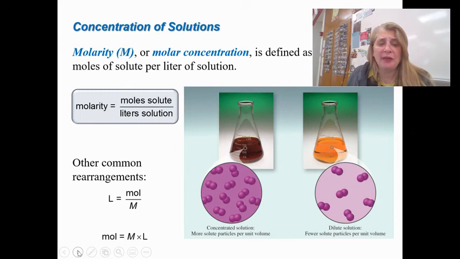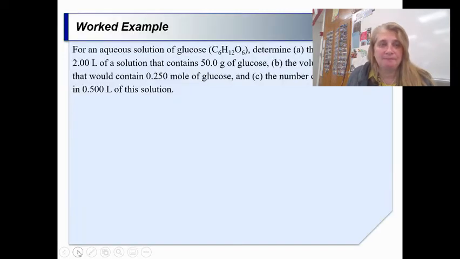We can also rearrange this just by taking that formula and putting the units where we want them. So if we're solving for liters, it would be moles over molarity. If we're solving for moles, we would rearrange it and it would be molarity times liters. So those are the three possible arrangements that you could want to use with this basic formula.